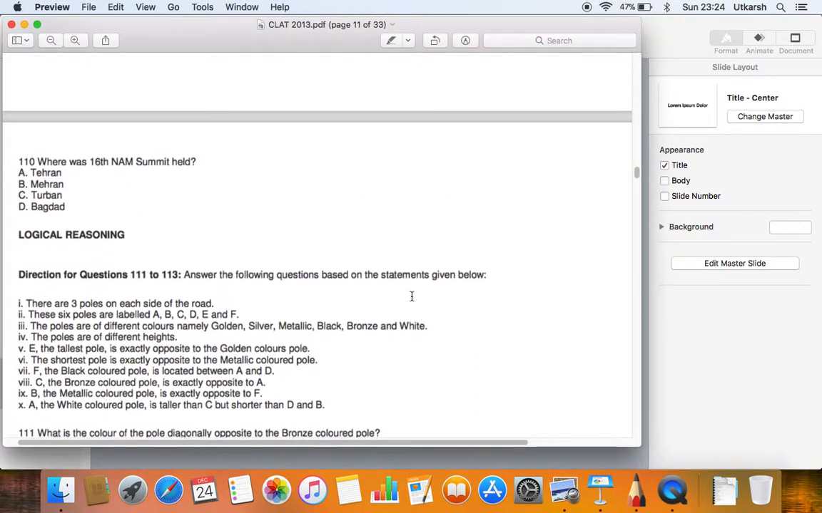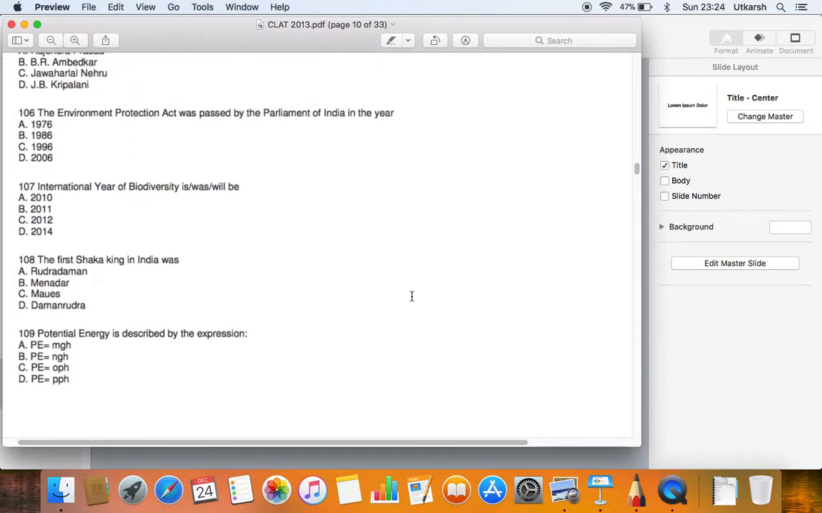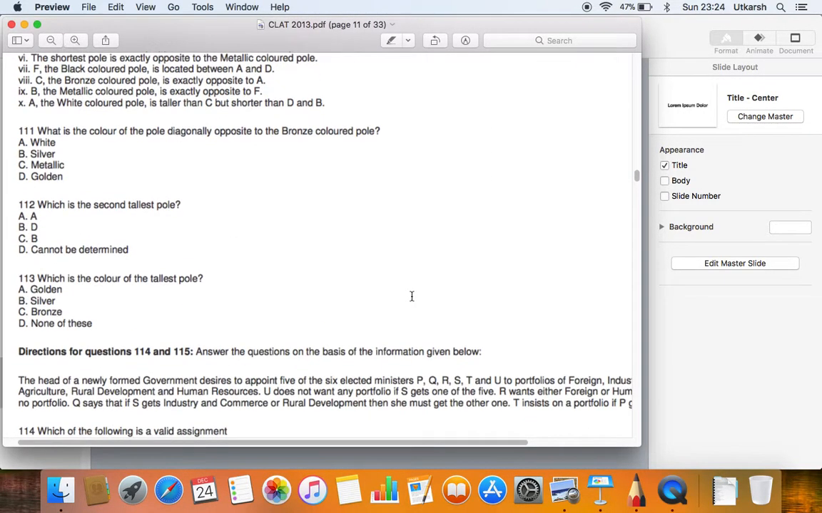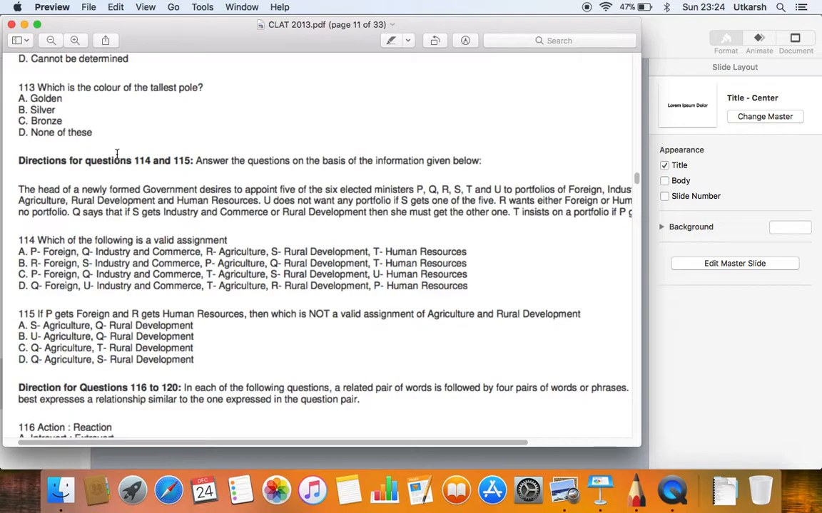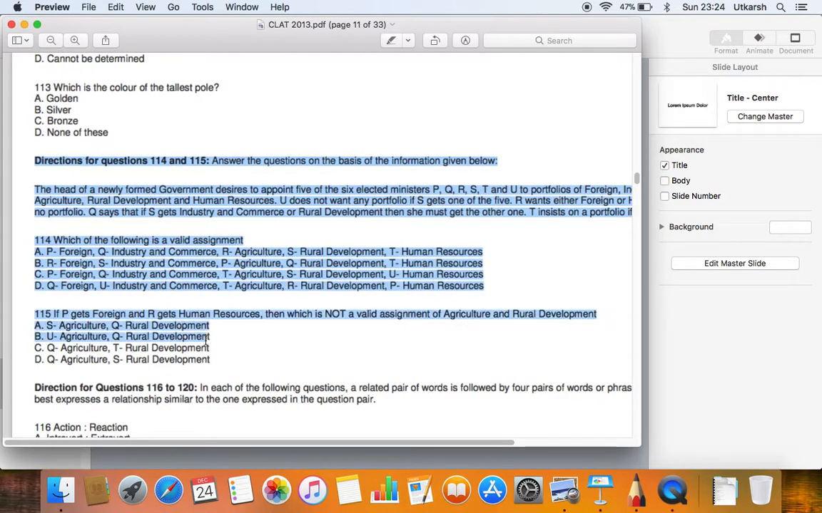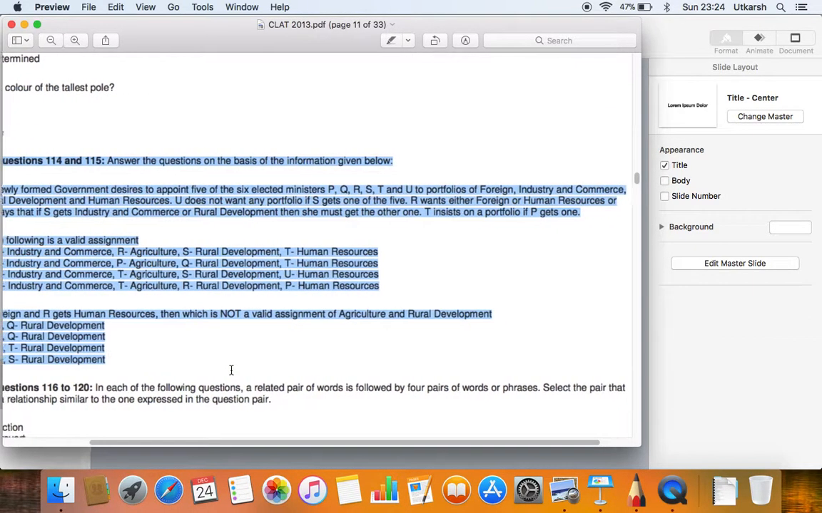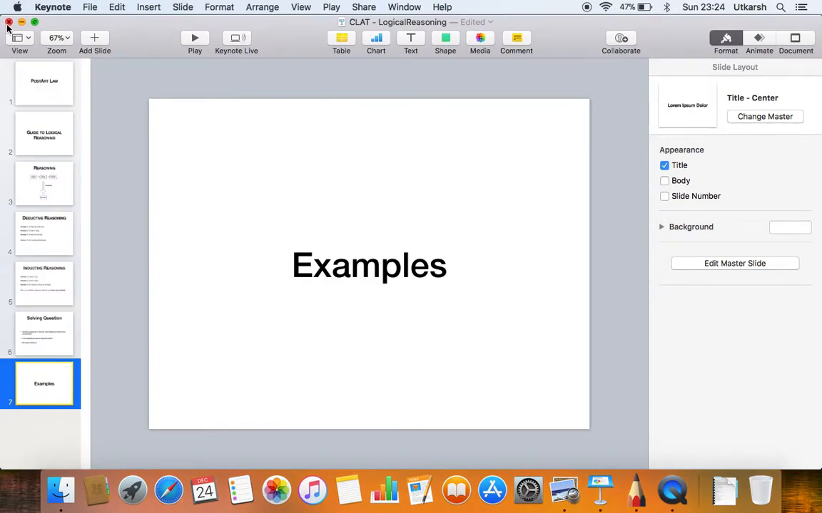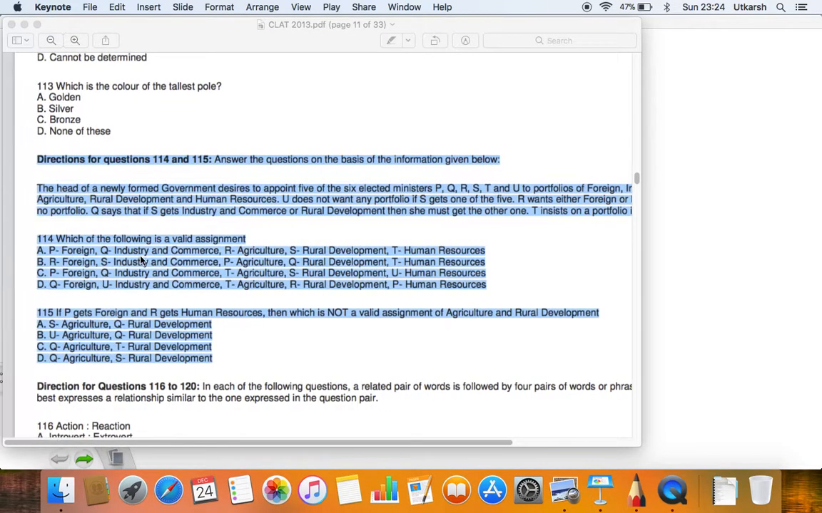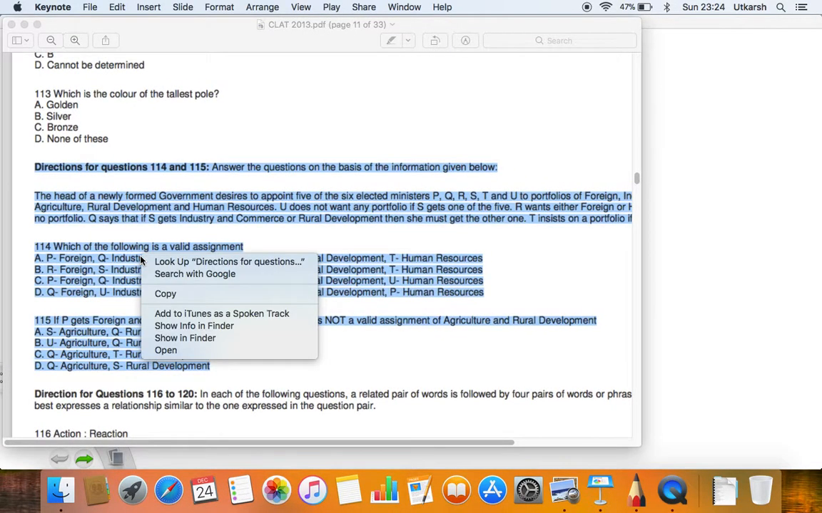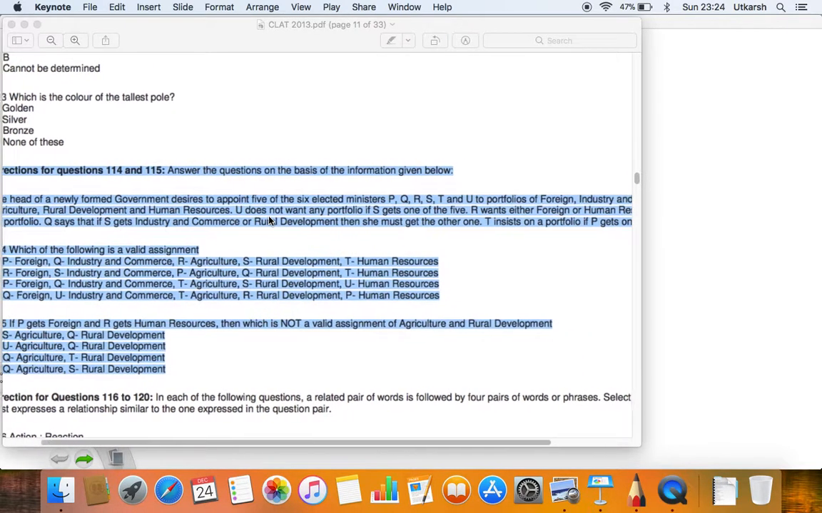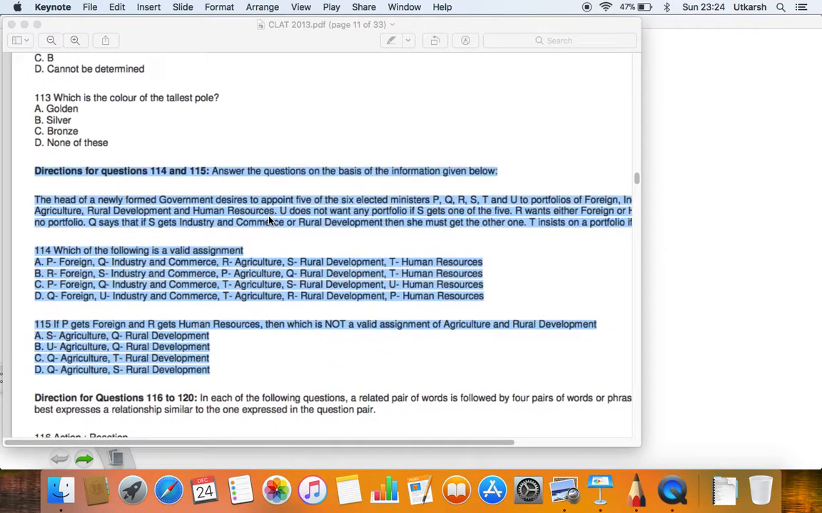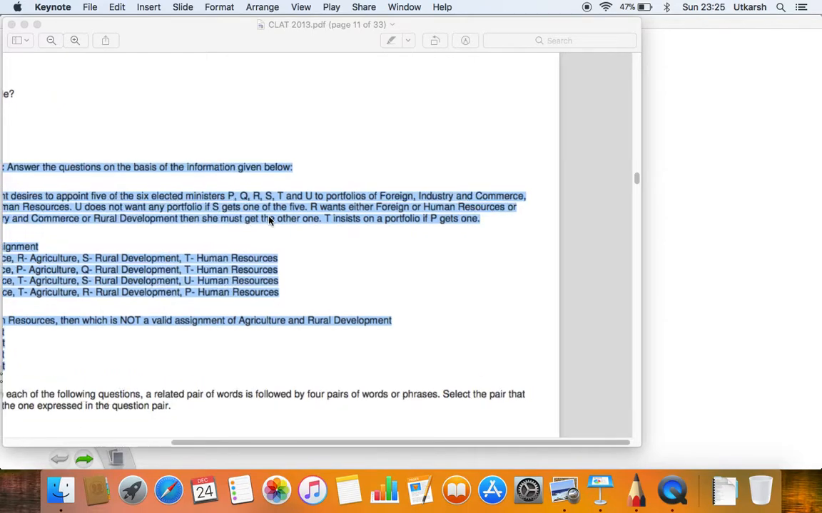So this is a 2013 CLAT paper. There's a GK portion, there's a logic portion. So I'd like to do this question, right? Yeah, let's do this question. So in this question, what we have is 6 elected ministers and there are 5 portfolios, right?